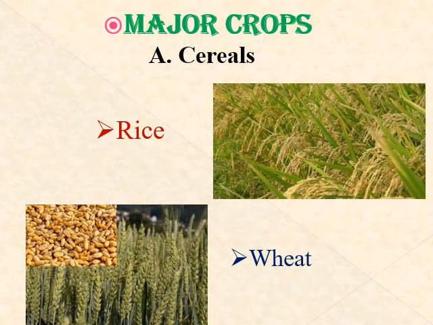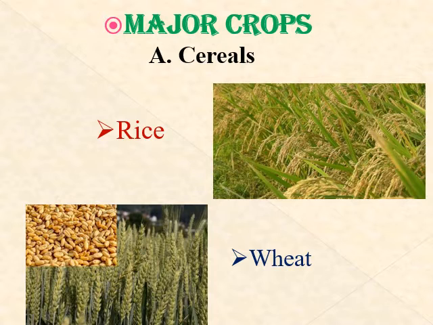Next point is major crops. Students, on the basis of their use, major crops of the world are classified into three categories. First, cereal crops. Second, fiber crops. Third, beverage crops. Let us learn about the minute details. First, cereals. They include rice, wheat, maize, and millets. Let us discuss them in detail one by one.